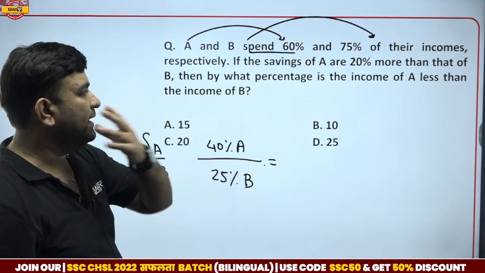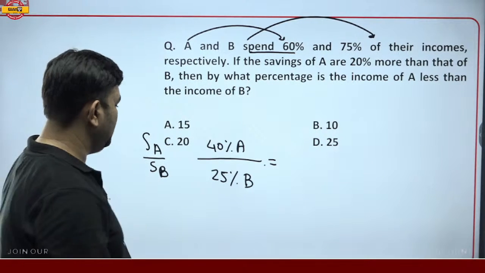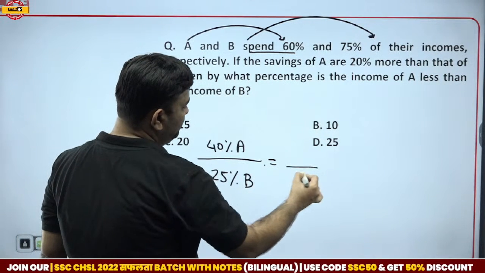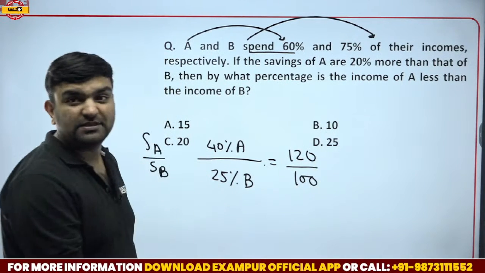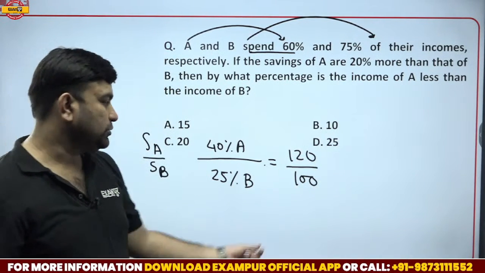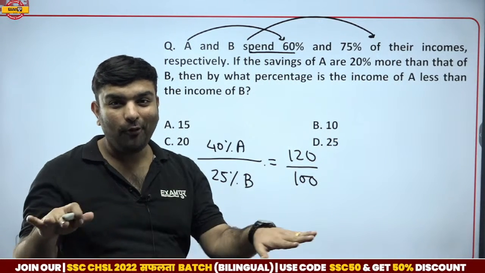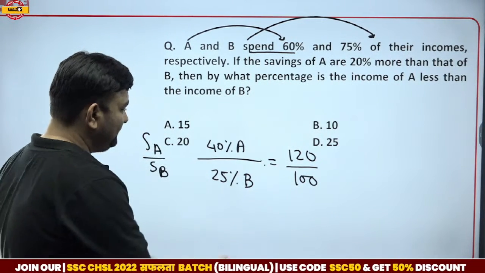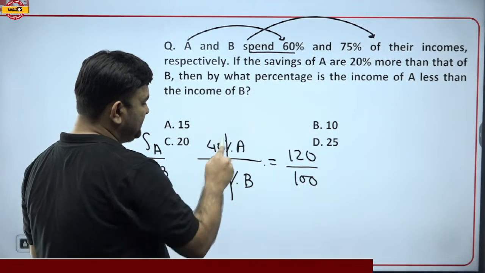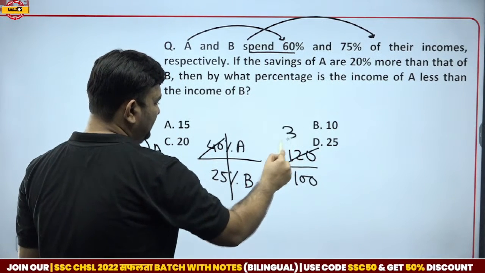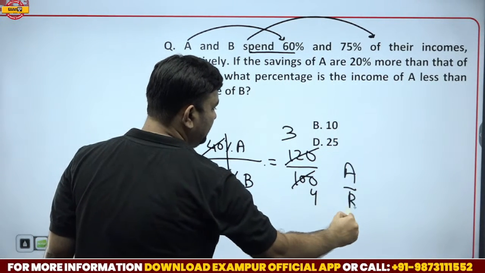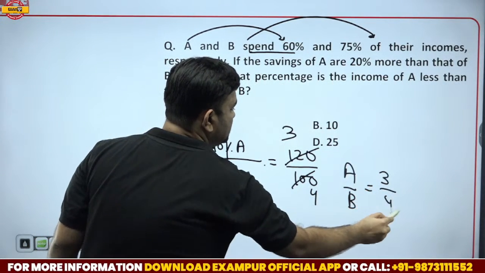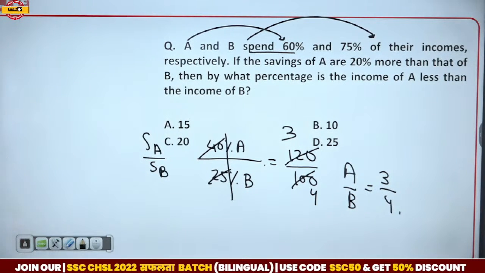The saving of A is 20% more than saving of B. So saving of A is 20% more, so it is in the ratio 100:120. 40 is simplifying 3 times, 25 is simplifying 4 times. So A over B is 3:4. So income of A upon income of B.